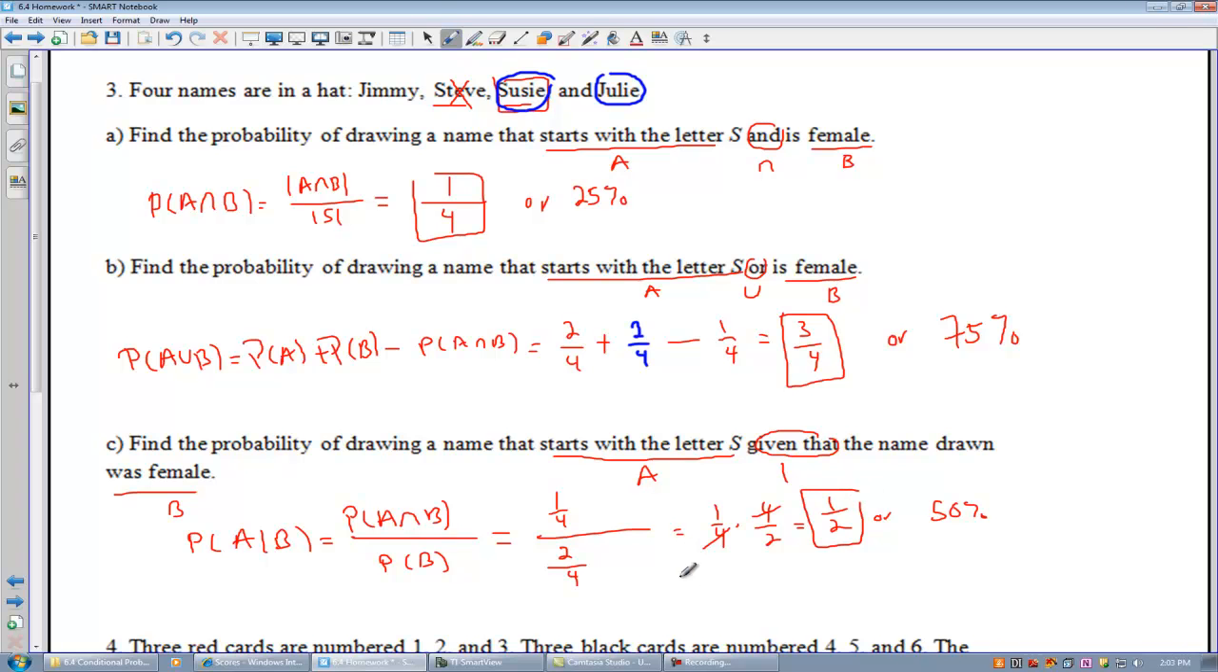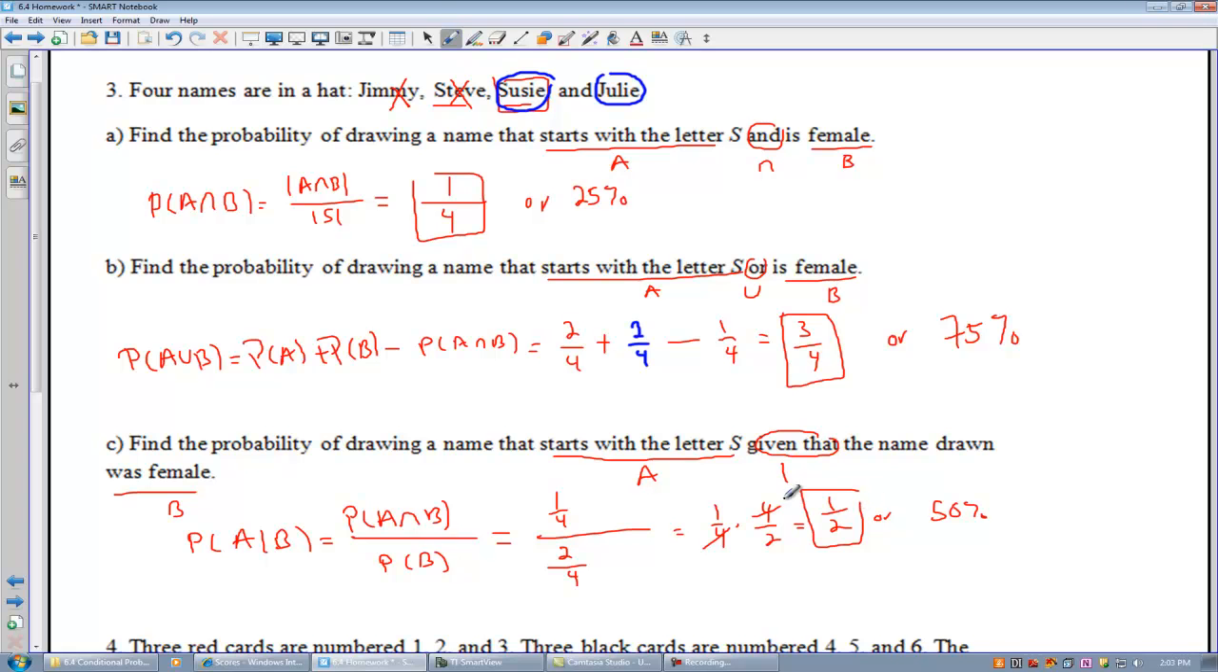Now, we could have figured this probability out without even using this formula, because we would just say, okay, well, let's assume that the name was female. So what that does is that eliminates these 2 cases, Jimmy and Steve, and we have 2 cases left. So we know it's either Susie or Julie. What's now the probability that you start with an S? Well, that's 1/2.